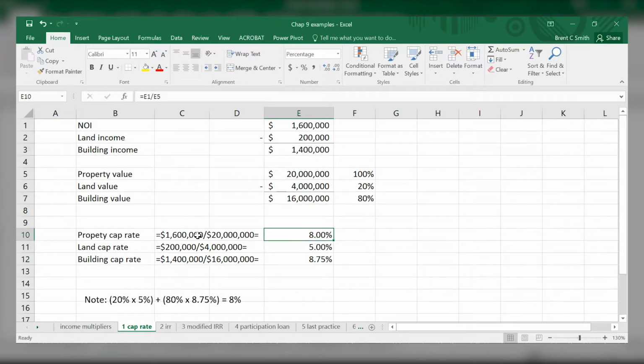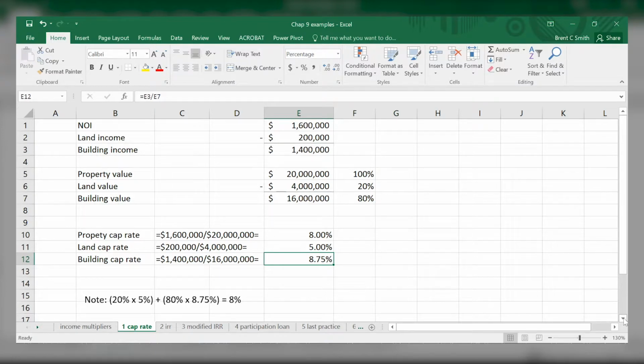So the NOI is 1.6 million for the property. The total property value is $20 million. I end up with a cap rate of 8%. And of course, there they are pieced out. There's the land, 200,000 over 4 million. There's the building, 1.4 million over 16 million. And so I end up with a cap rate of 5% for the land, and a cap rate of 8.75% for the building.